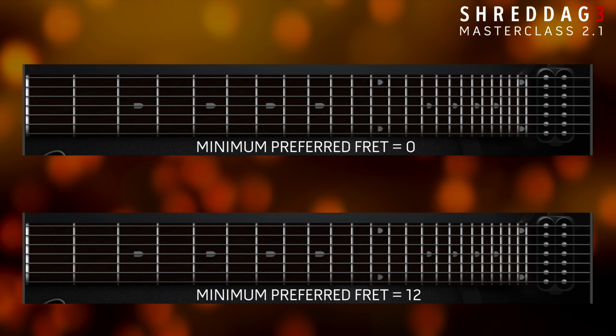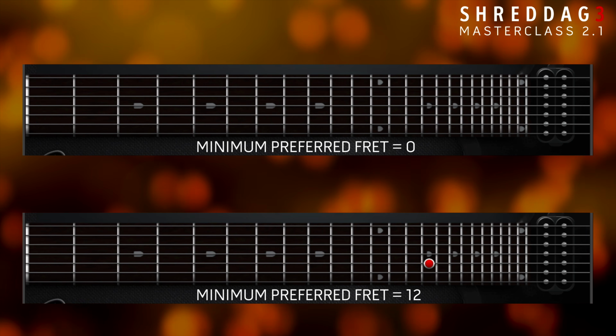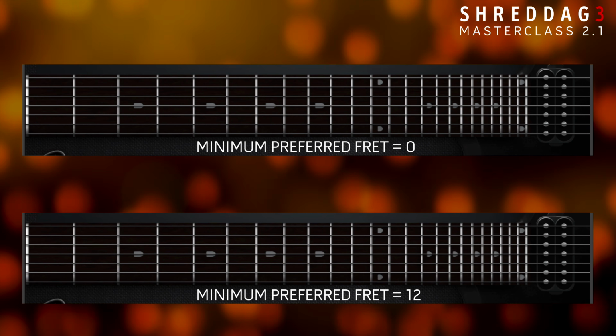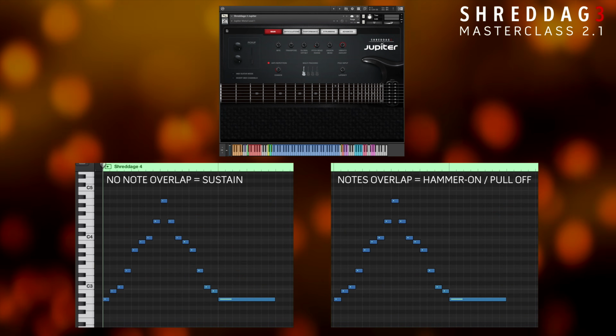For example, medium register notes are played high up on lower strings, creating duller, more mellow tones conducive to smoother sounding melodies.